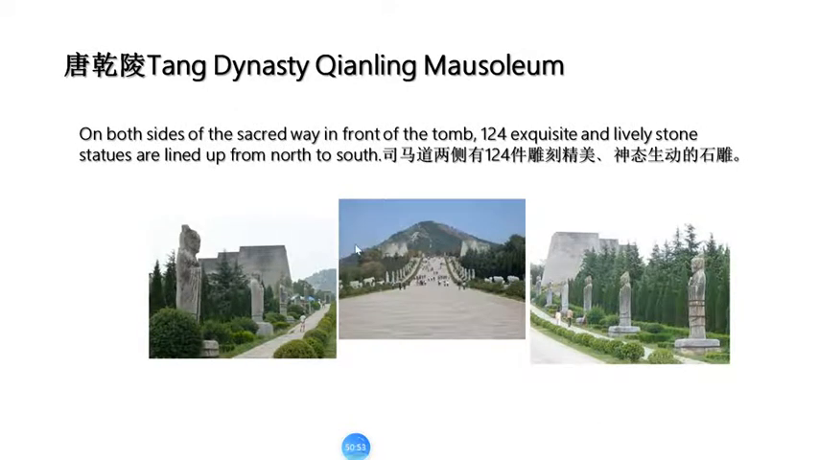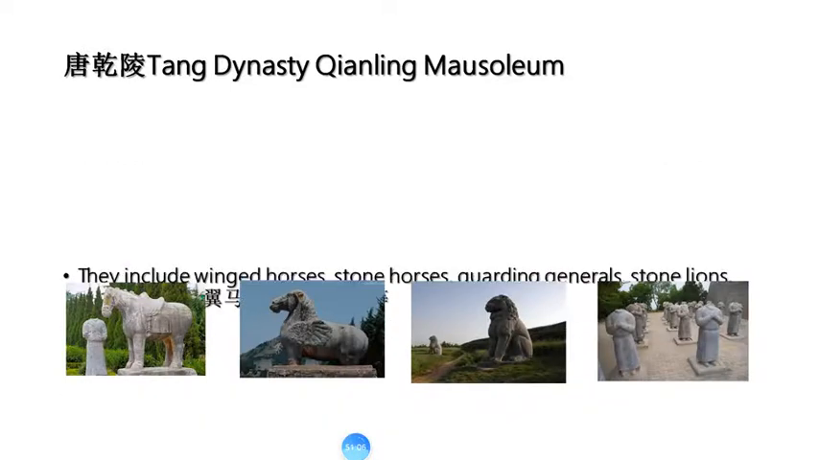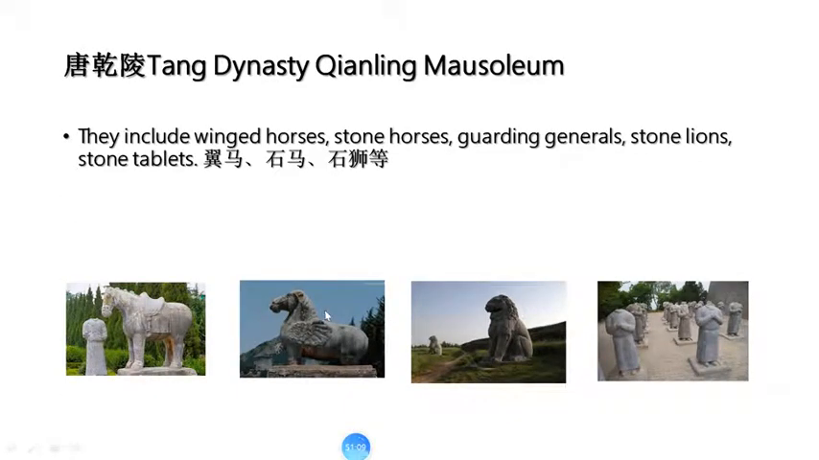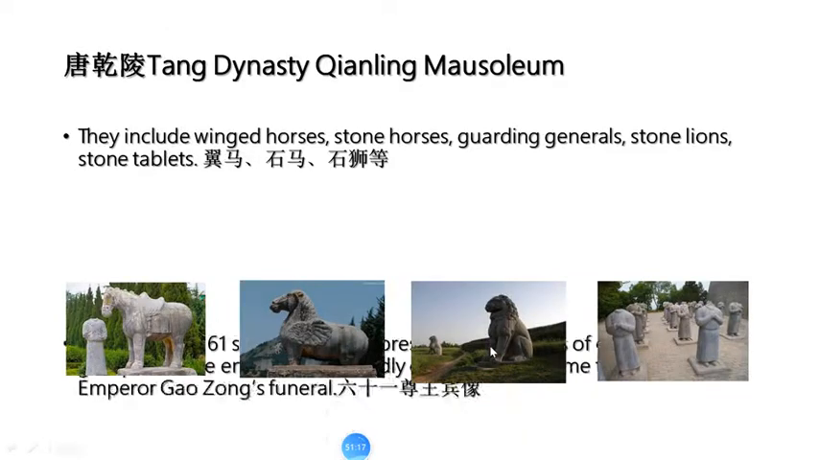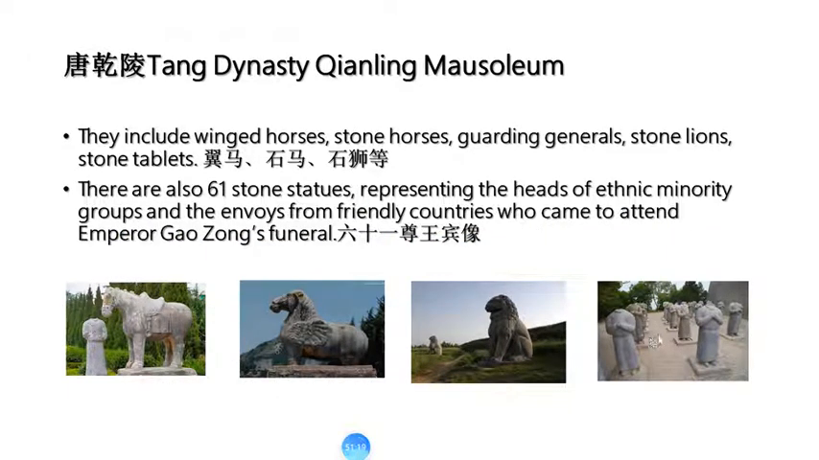On both sides of the sacred way in front of the tomb, 124 exquisite and lovely stone statues are lined up from north to south. They include winged horses, stone horses, guarding generals, and stone lions, etc. There are also 61 stone statues representing the heads of ethnic minority groups and the envoys from friendly countries who came to attend Emperor Gaozong's funeral.